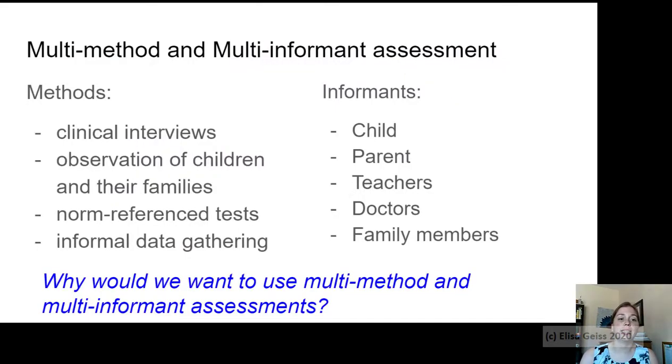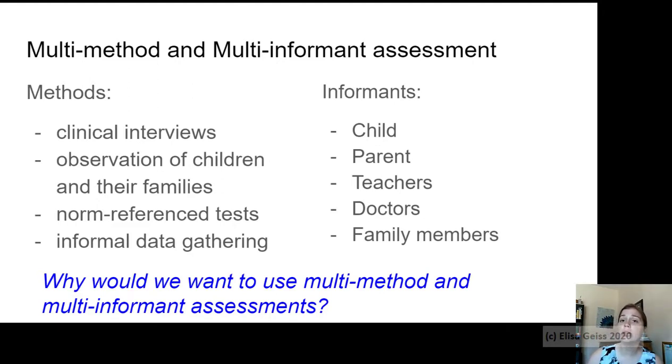In addition, we can look at things like informal data gathering, so calling up teachers, calling up different people that are working with that child, just to get some different types of data about that kid. Another thing that we think is really important is having different informants. So we might want to think about interviewing or asking people to fill out norm reference tests. We might want to talk to the child, the parents, both parents, teachers that child interacts with, their doctors or the pediatricians, as well as family members.